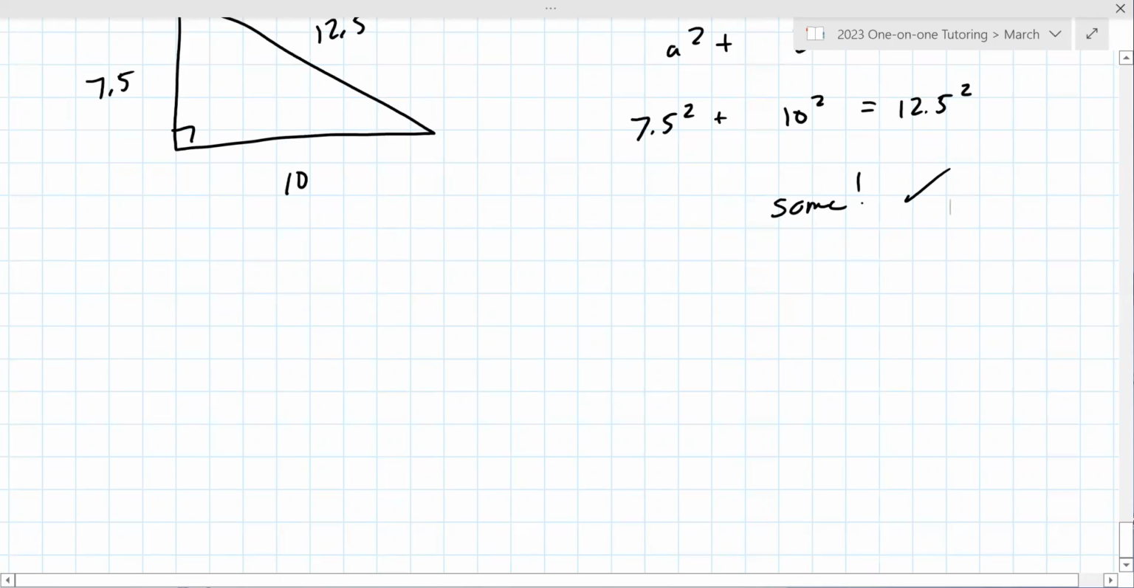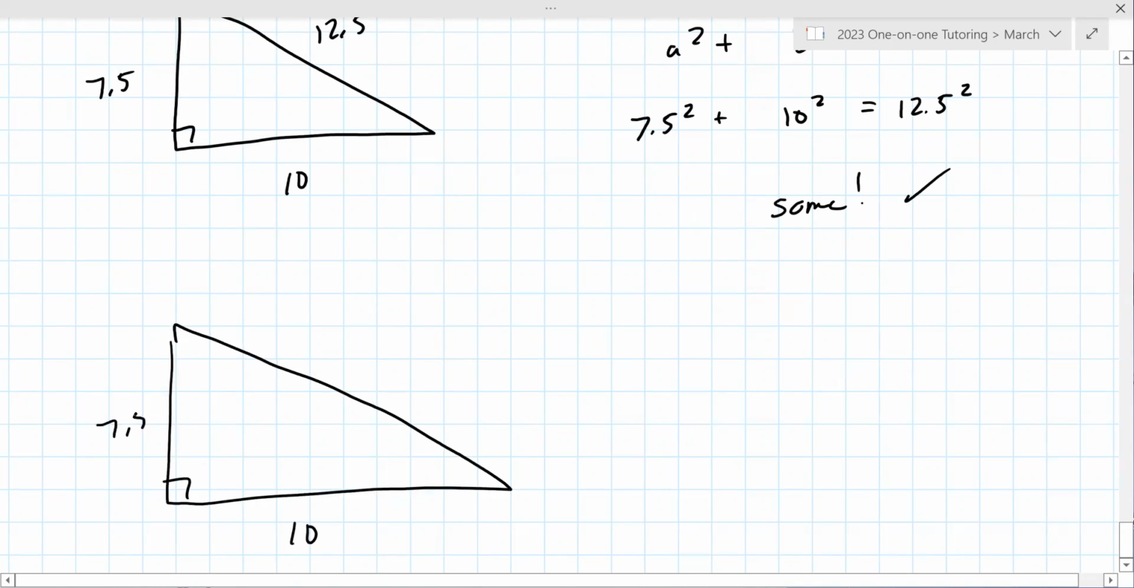So let's use those numbers here, and I'm just going to redraw it because we haven't done this yet. So 10, 7.5. Now let's say you didn't know the third side. That's when you would use the Pythagorean theorem, and that's a squared plus b squared equals c squared. Okay. So let's say you did that and you found that the third side was 12.5. Let's say we wanted to find angle A.